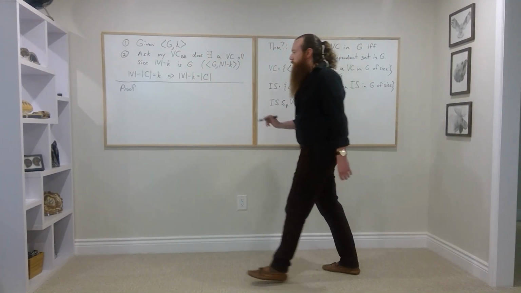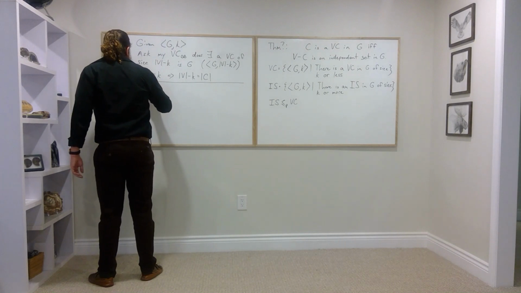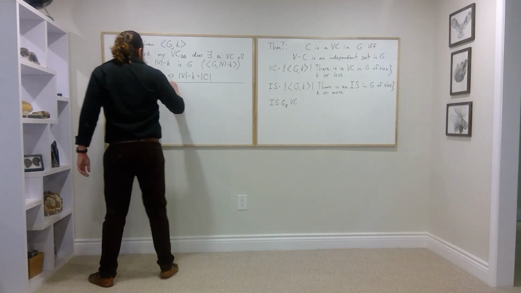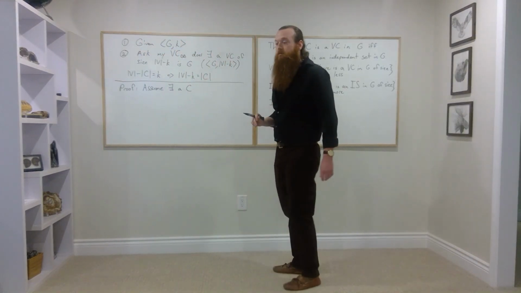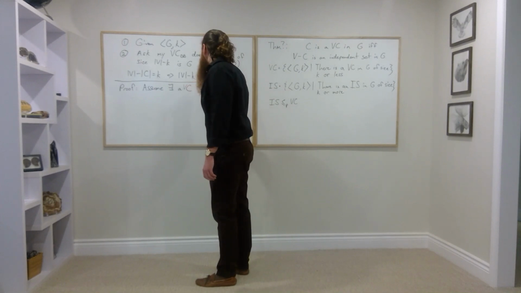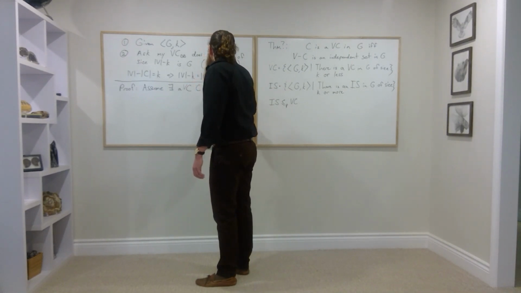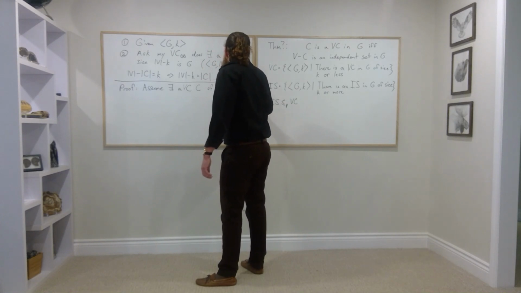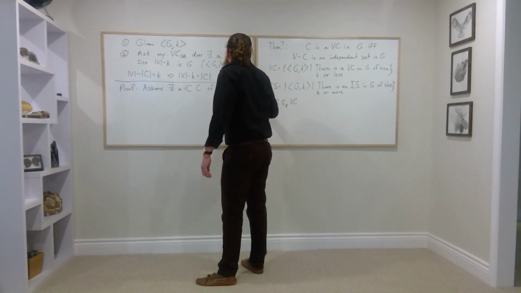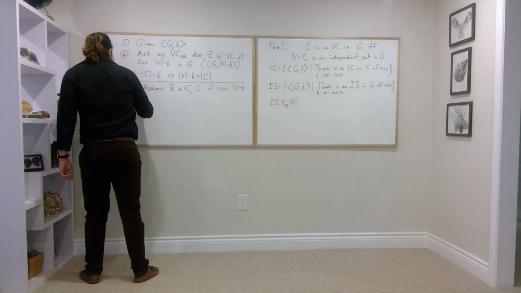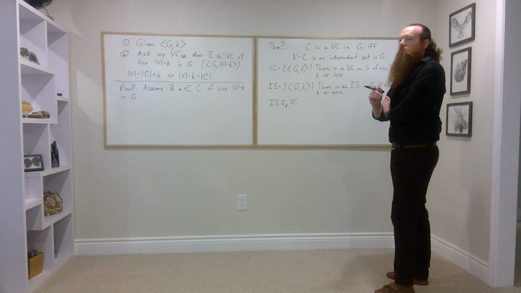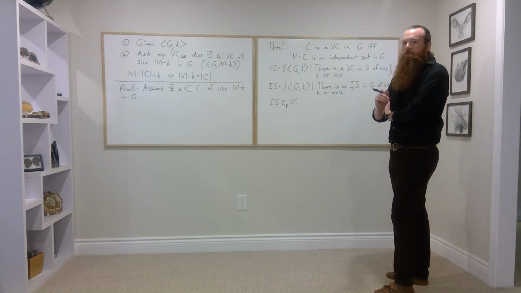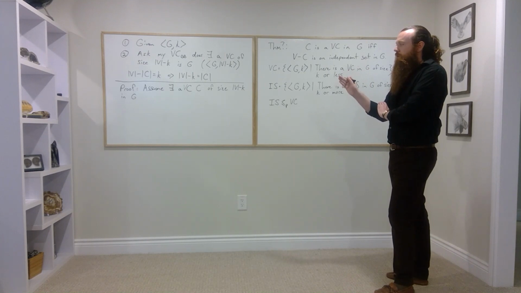So it works either way, but let's assume there exists a vertex cover C of size magnitude of V minus k in G. Okay, assume that C exists. I'm going to try to prove that given that C exists, there's an independent set of size k.